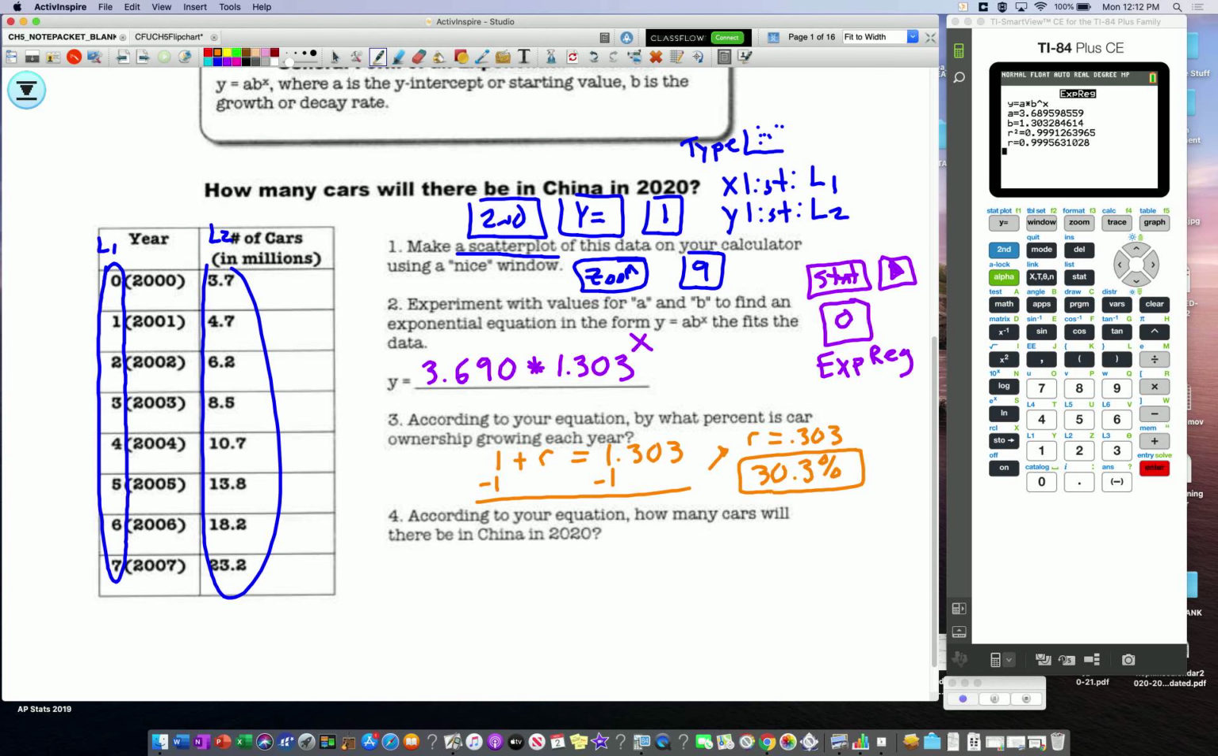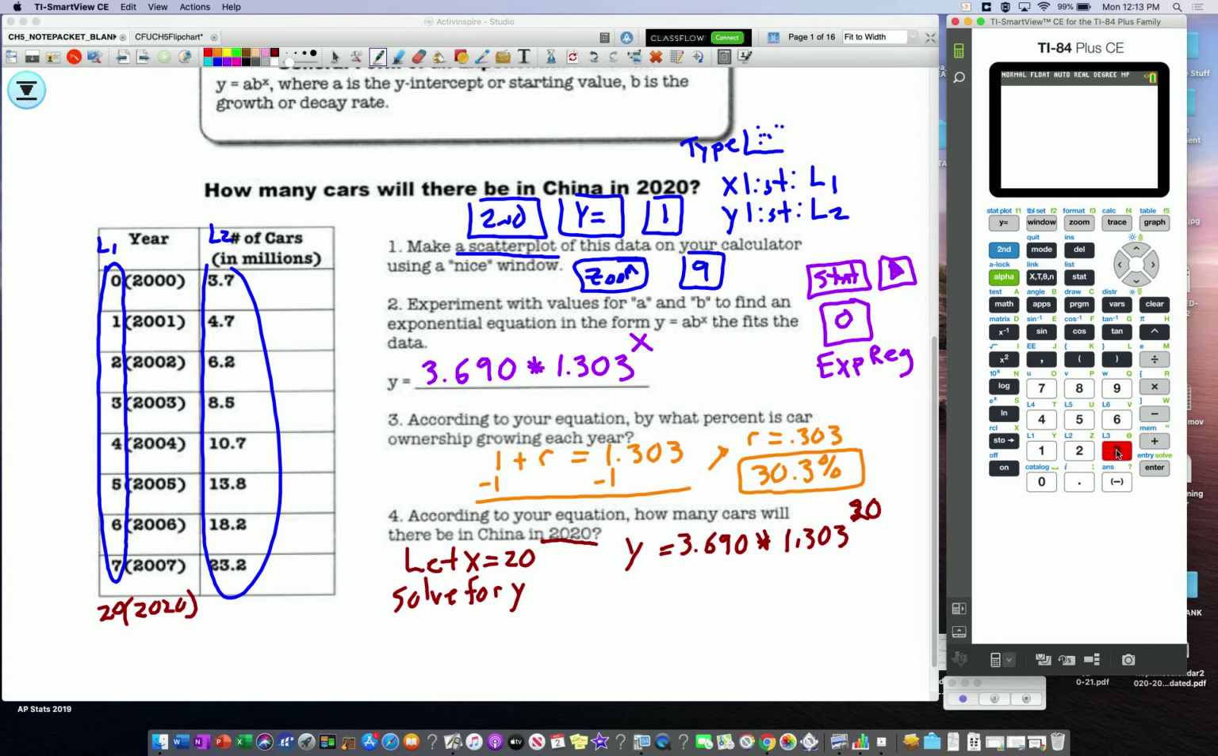So now the question becomes, according to our equation then, how many cars should there be in China in the year 2020? So if I think about this here, 2020 should correspond to the number 20. So I'm going to let x equal 20 in my equation, and I'm going to solve for y. So let's do that. Y equals 3.690 times 1.303 to the, not 30th, 20th power.